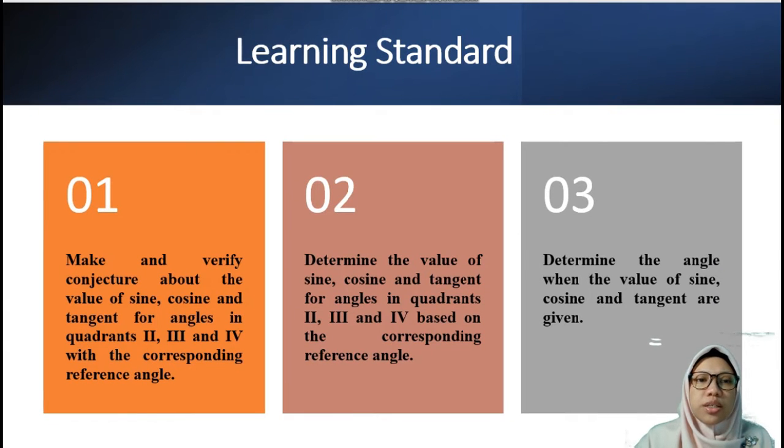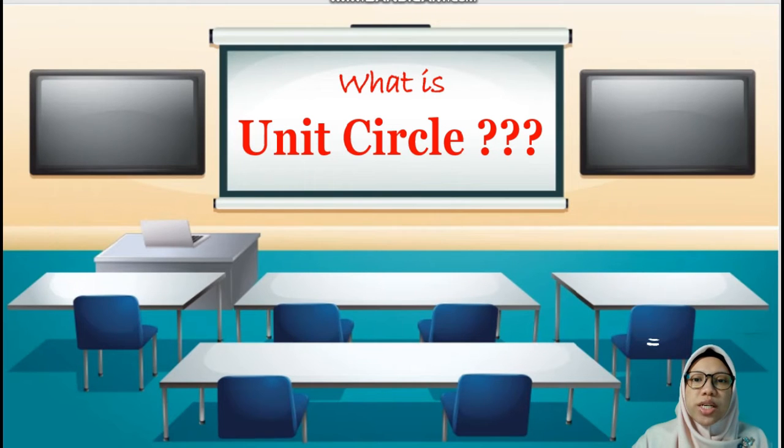There are three learning standards for 6.1. Number 1 is make and verify conjecture about the value of sine, cosine and tangent for angles in quadrant 2, quadrant 3 and quadrant 4 with the corresponding reference angle. Learning standard number 2, determine the value of sine, cosine and tangent for angle in quadrant 2, quadrant 3 and quadrant 4 based on the corresponding reference angle. And the last one, learning standard number 3, to determine the angle when the value of sine, cosine and tangent are given.